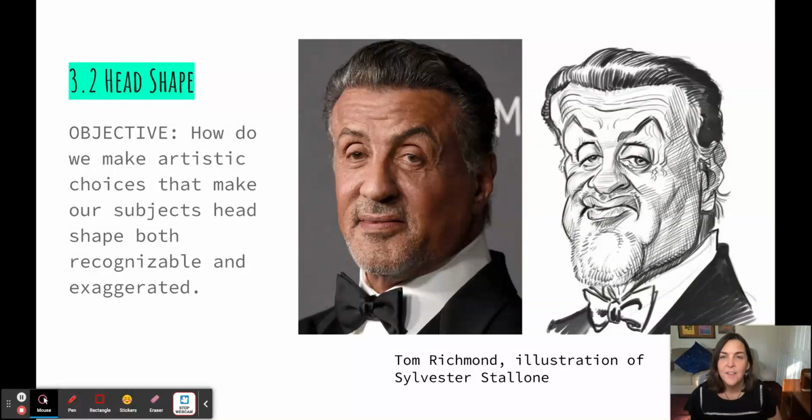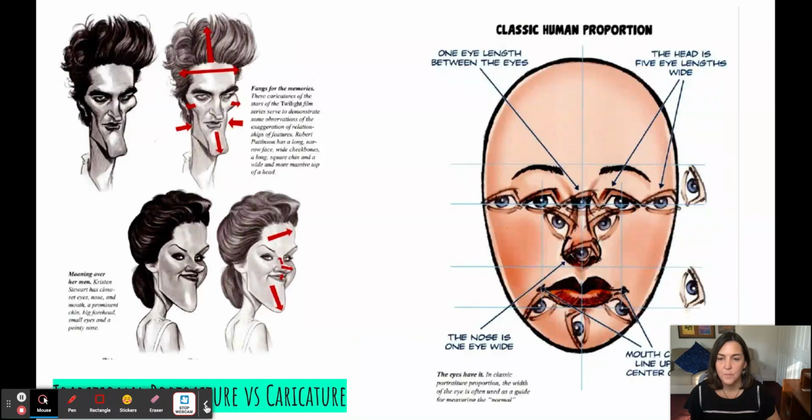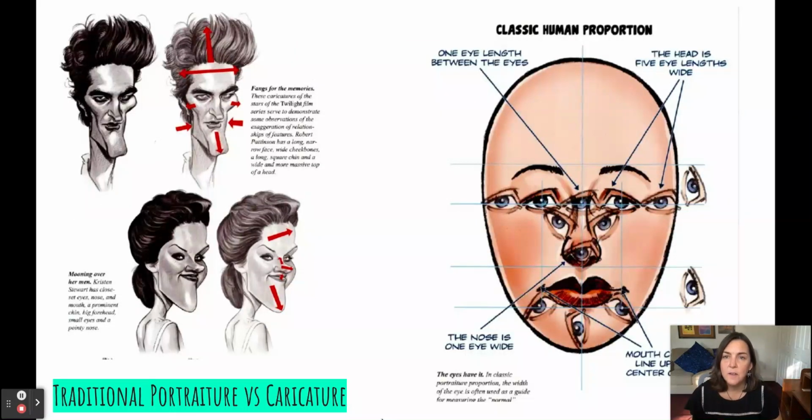Welcome, artists! In this video, you will learn how you can make artistic choices that make your subject's head shape both recognizable and exaggerated. If you've taken an art class before, chances are you've seen this diagram over here of the classic face proportions. But as we all know, every face is different, and in cartooning, we get to have fun changing those face shapes. Caricatures really allow us the opportunity to emphasize the differences of each face as we figure out how to make our subject both recognizable and exaggerated.